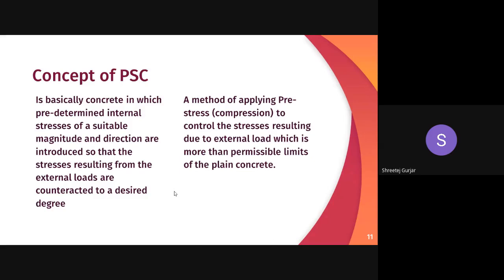Okay, so to a desired degree, meaning when the service loads are acting, it should not still hog. Even after your service loads are applied and it is under service, if it is still hogging, it will not be aesthetically appealing or show a good aesthetic view, right? So it has to be controlled to a certain degree. When the service loads are there, it has to be flat or in neutral shape. It should not sag and it should not hog.